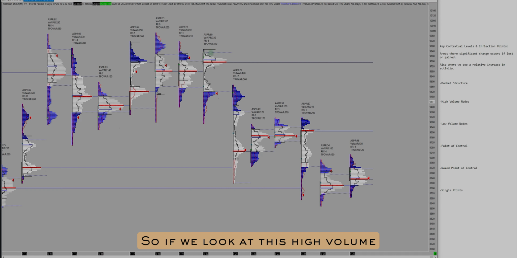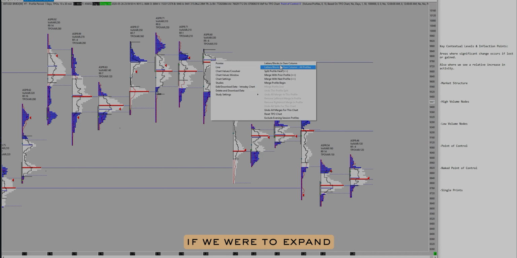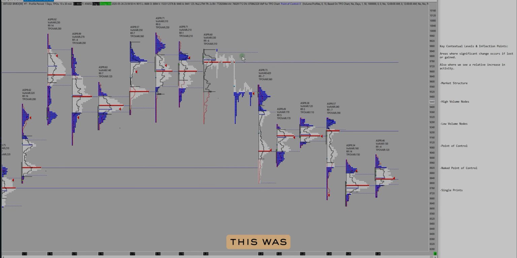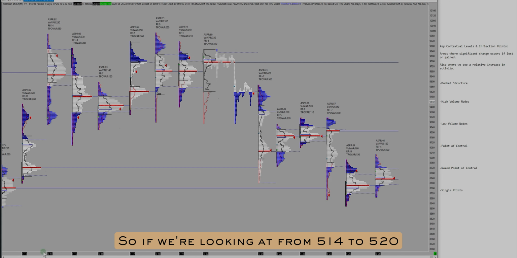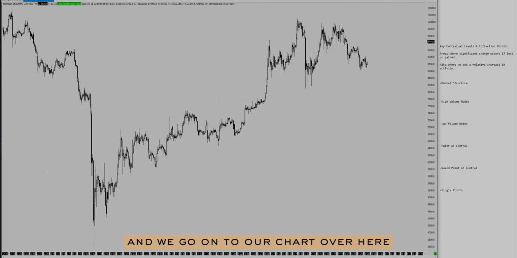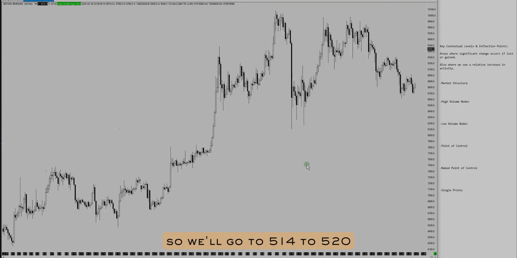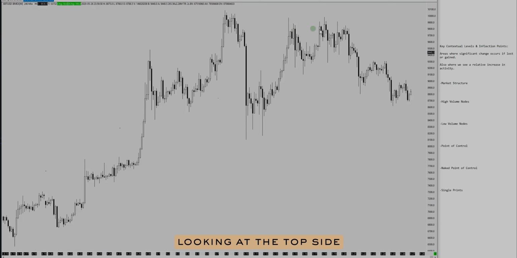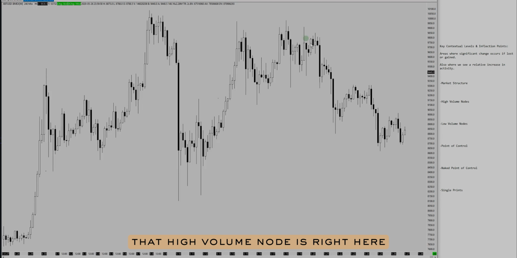So if we look at this high volume node right here, if we were to expand this, we'd see that this was pretty much coinciding with the high of this range, right? So if we're looking at from 514 to 520, and we go on to our chart over here, we're looking at the top side of this structure, that high volume node is right here, which actually represents the final turning point that price was dealing with as resistance before ultimately breaking down.